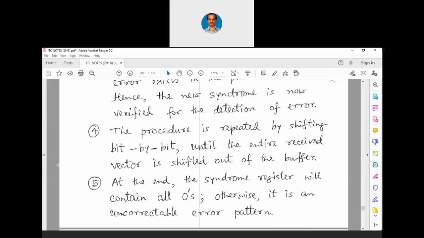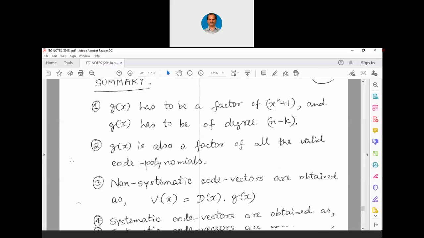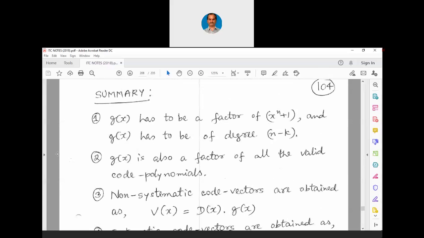pattern. By the way, yesterday I had asked the question, has anybody found out why that 100 is a magical bit stream while we are correcting the errors in the cyclic codes? If anybody has found out, either you can unmute and tell me, or you can put it in the chat box. I will wait for the answer.